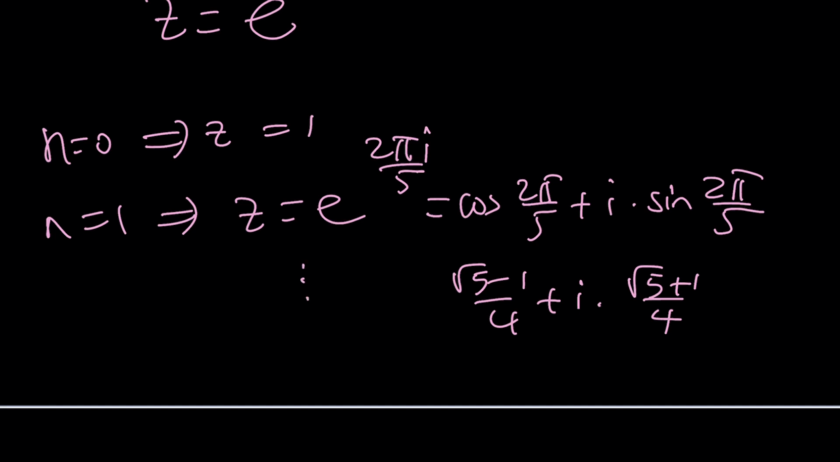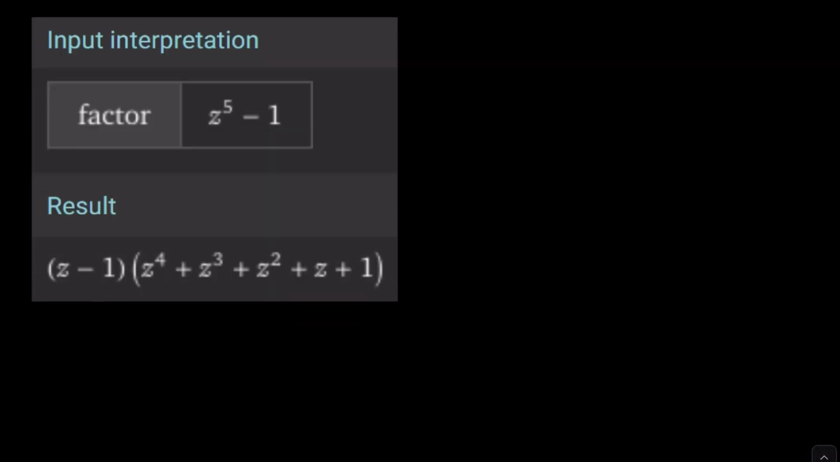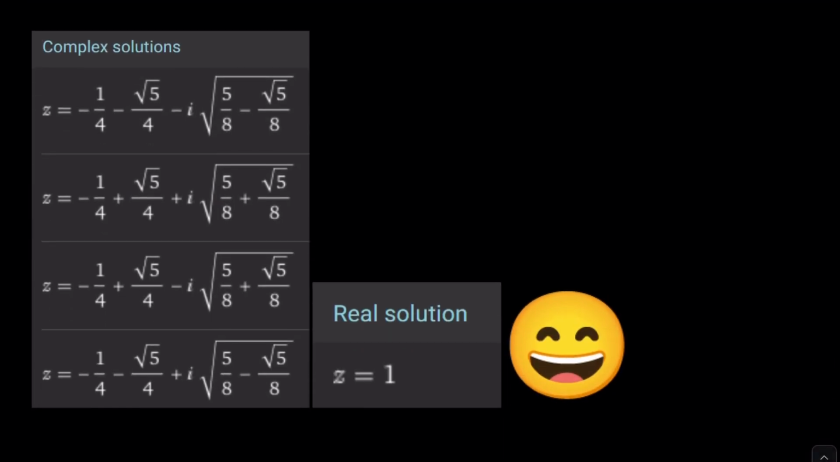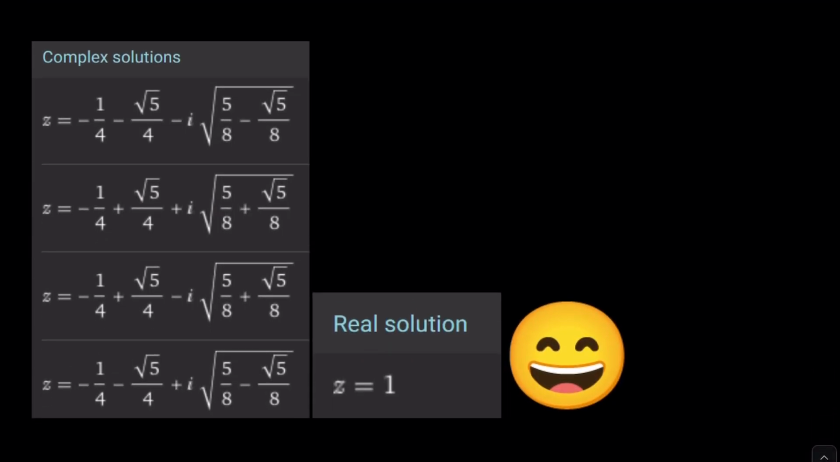But of course, there are more solutions. n equals 2, n equals 3, n equals 4 will give you 3 more, a total of 5 solutions, because we were dealing with a quintic, remember? Now let's go ahead and check the results from Wolfram Alpha, how you factored it, right? We talked about it already. And ta-da, the complex solutions from good old Wolfram Alpha. And this brings us to the end of this video.